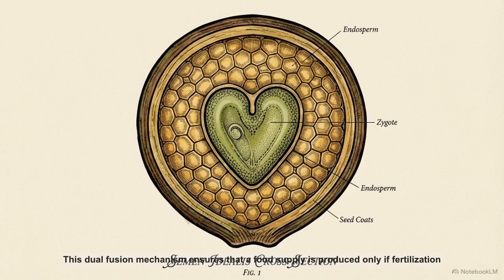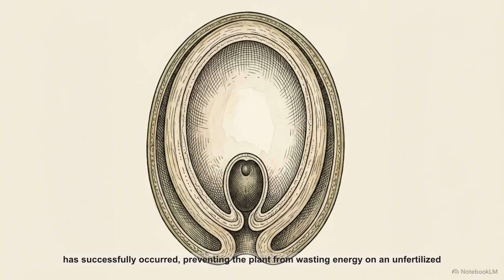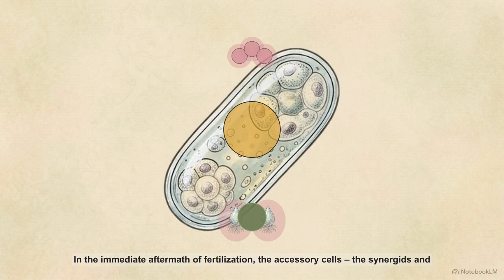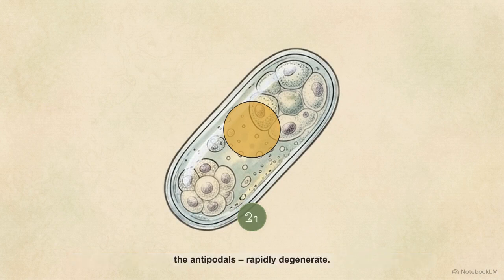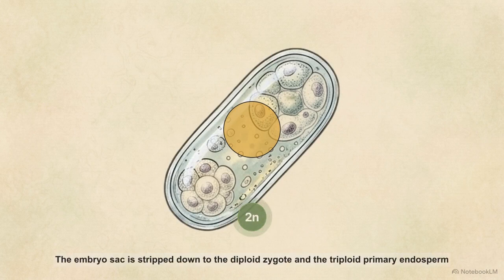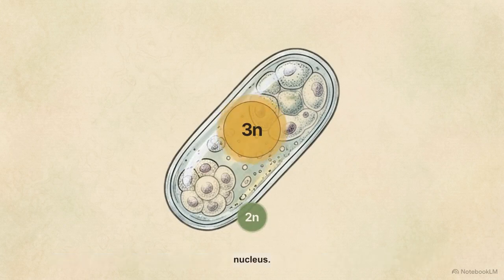This dual fusion mechanism ensures that a food supply is produced only if fertilization has successfully occurred, preventing the plant from wasting energy on an unfertilized ovule. In the immediate aftermath of fertilization, the accessory cells, the synergids and the antipodals, rapidly degenerate. The embryo sac is stripped down to the diploid zygote and the triploid primary endosperm nucleus.